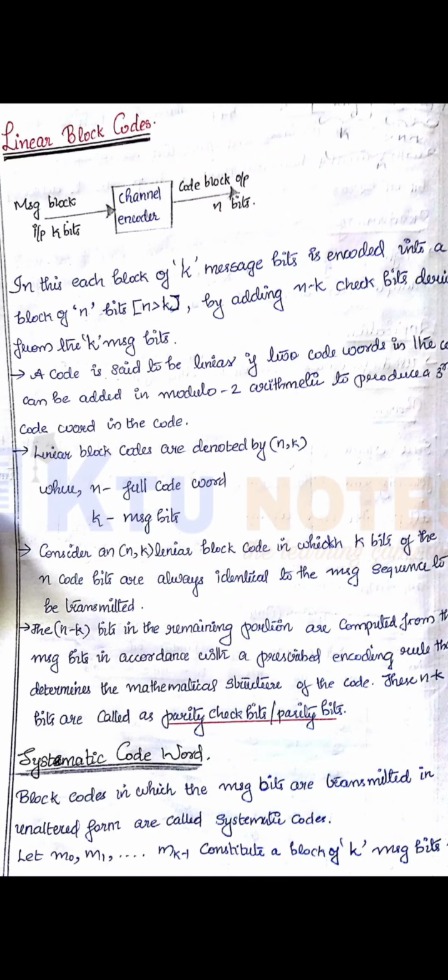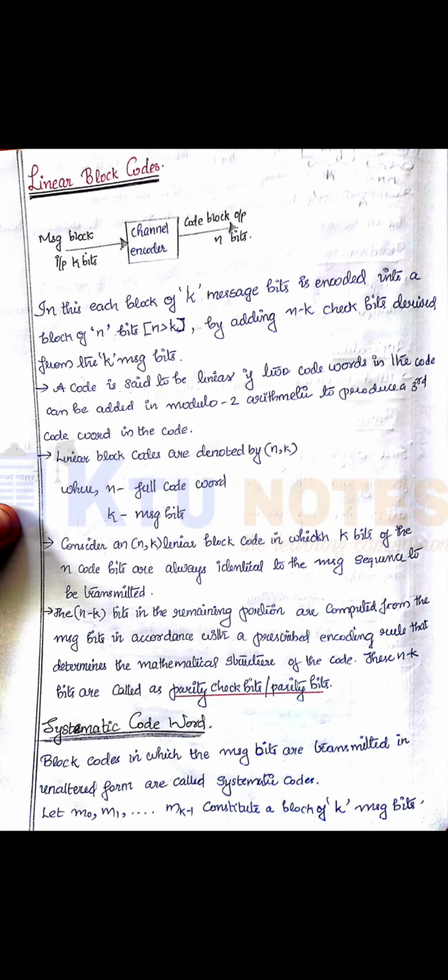Now, how does it become a linear block code? A code is said to be linear if two code words in the code can be added in modulo-2 arithmetic to produce a third code word that is also in the code. So if we add two code words, the outputs of the channel encoder, by modulo-2 addition, we get a third code word, and the third code word is also inside this code. Then it is called a linear code. So a linear block code is denoted by (n, k).